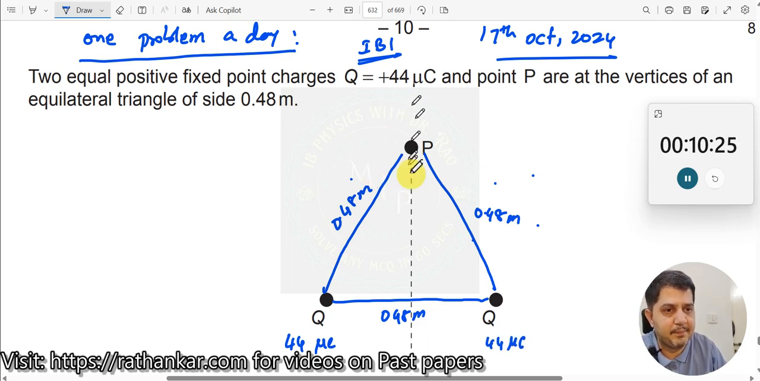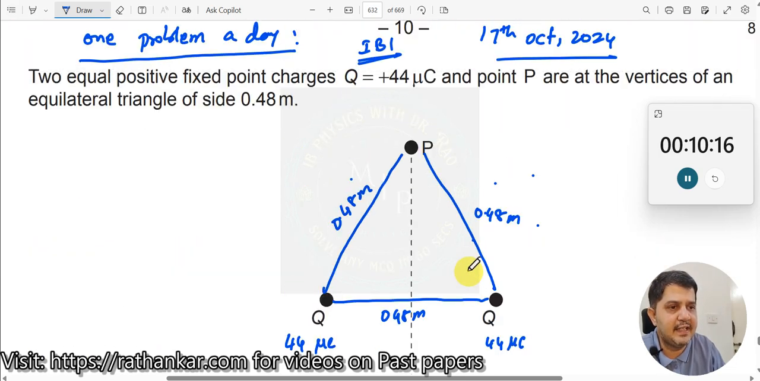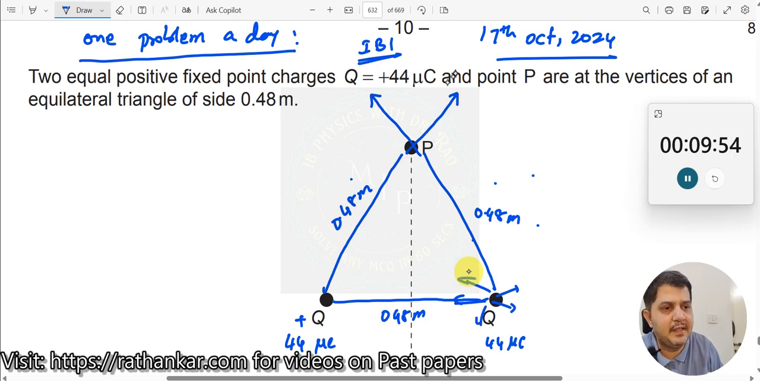What's the next step? Show that the magnitude of the resultant electric field at P is 3 million newton per coulomb. We need to find the electric field at this point. The electric field at this point due to this positive charge will be in this direction, and due to this charge it will be in this direction, because the field is radially outwards. So one of these field lines will be like this, and for this one also it will be like this.